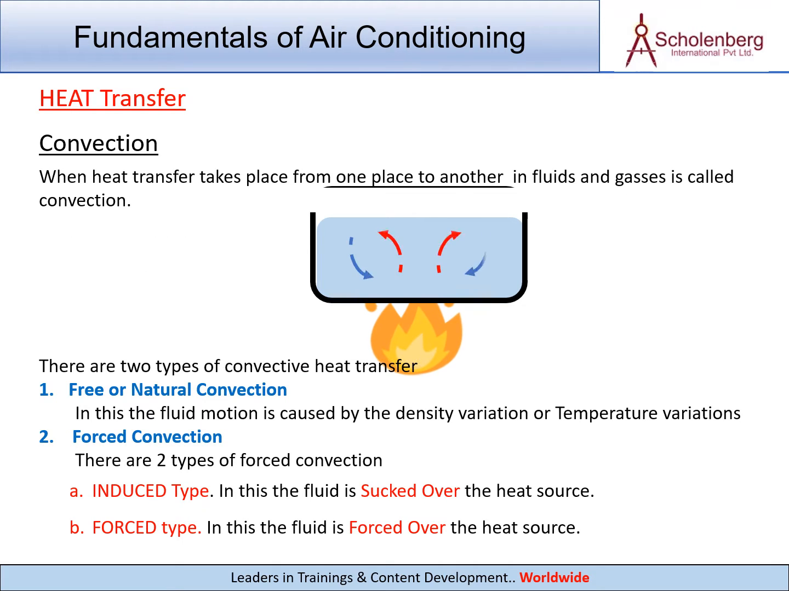Convection. When heat transfer takes place from one place to another in fluids and gases, it is called convection. There are 2 types of convective heat transfer. 1. Free or natural convection. In this the fluid motion is caused by the density variation or temperature variations. 2. Forced convection. There are 2 types of forced convection. A. Induced type. In this the fluid is sucked over the heat source. B. Forced type. In this the fluid is forced over the heat source.